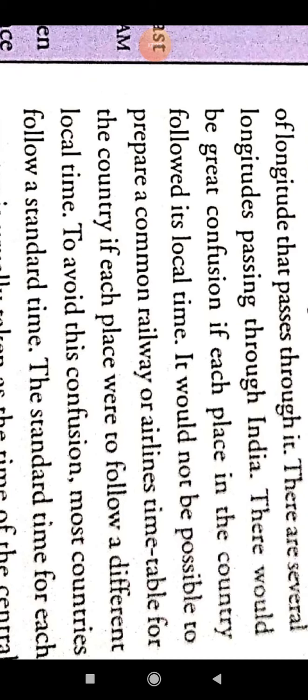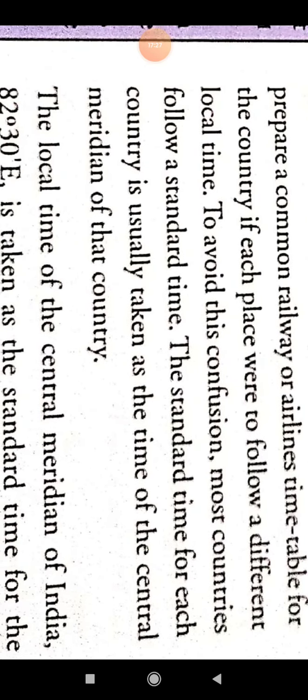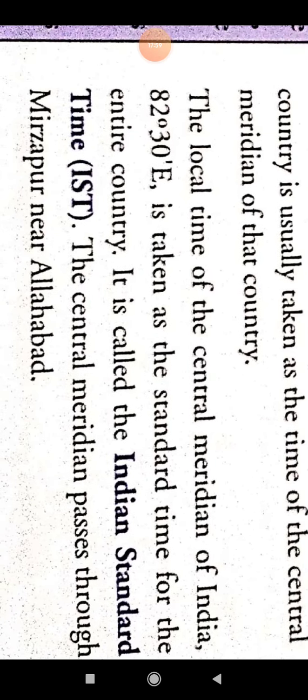So if each place were to follow a different local time, it can cause great confusion. To avoid this confusion, most countries follow a standard time. And what is standard time? Standard time for each country is usually taken as the time of the central meridian of that country.